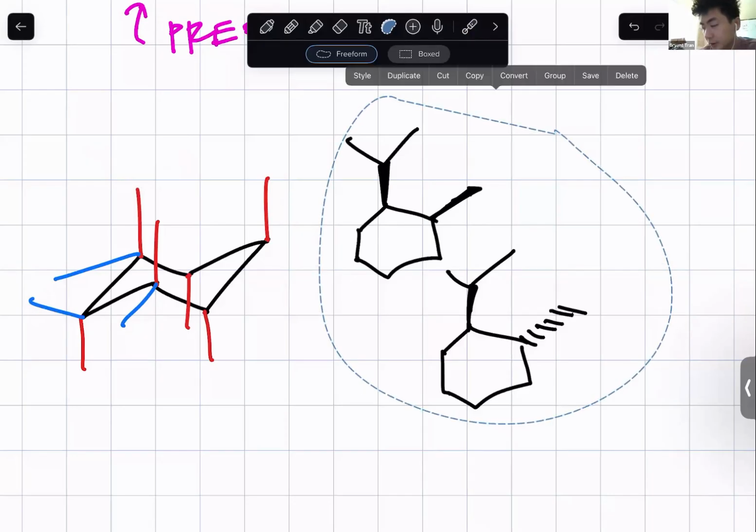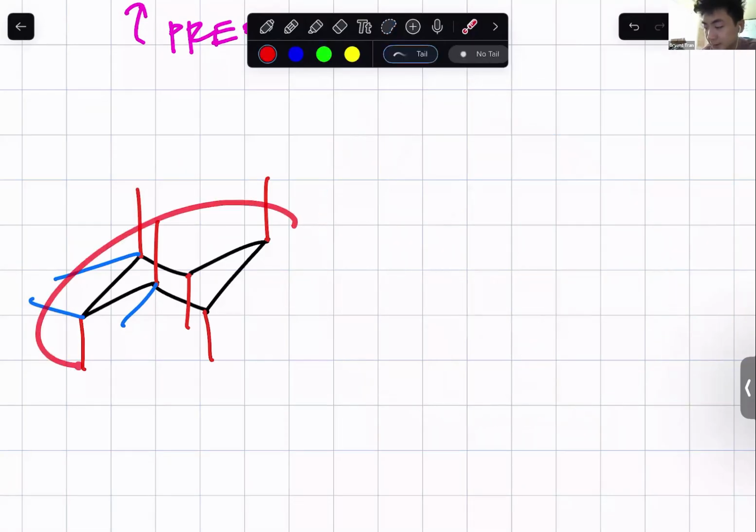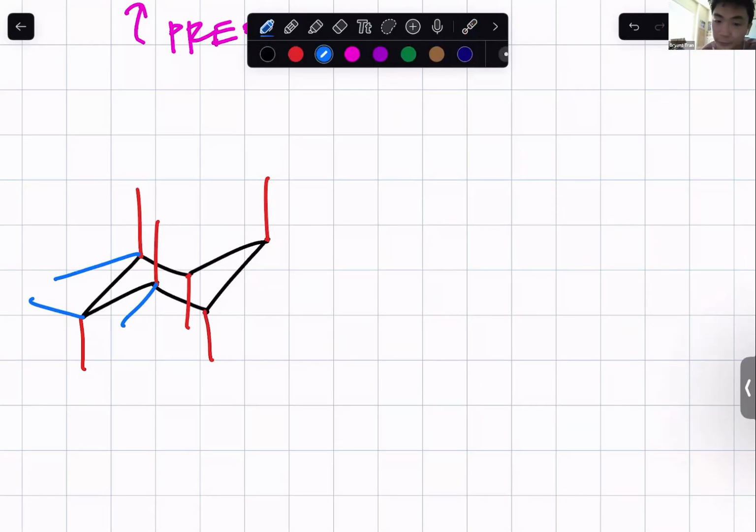Okay. And you can only call a chair conformation cis or trans if it has exactly two substituents. If it has more than two substituents, three or more, you can't say cis or trans anymore. If it only has one substituent, you can't say cis or trans. It has to have exactly two substituents for you to call it cis or trans. And they don't have to be matching substituents, right? They can, but they don't have to be. Okay.